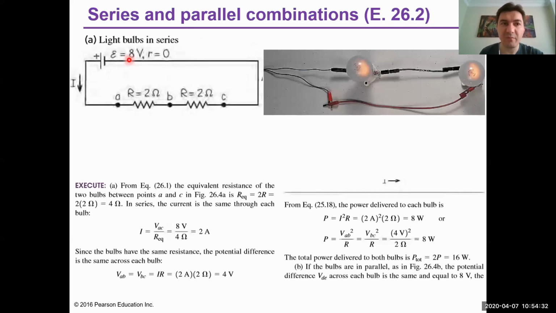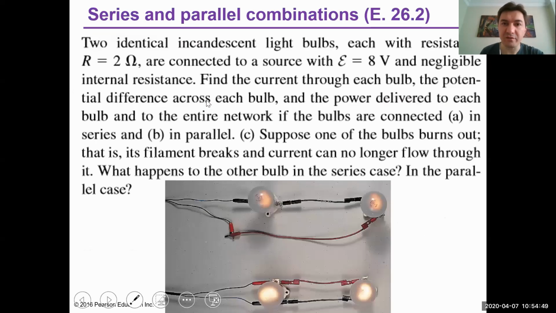Here we have an EMF. It has no internal resistance. It provides 8 volts. And here we have two light bulbs connected in series. Each of them has 2 ohms resistance. Okay, so what was the question?